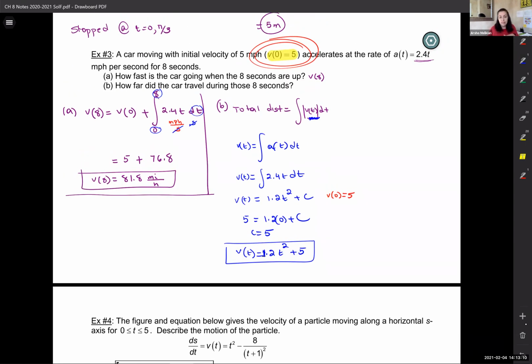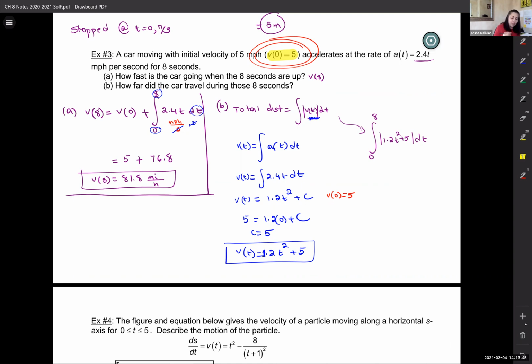Yeah, okay, but we're not done yet. Because what was the problem asking us? How far did the car travel? So we want the total distance now, right? Total distance is the integral of the absolute value of 1.2 t squared plus 5 dt from 0 to 8.